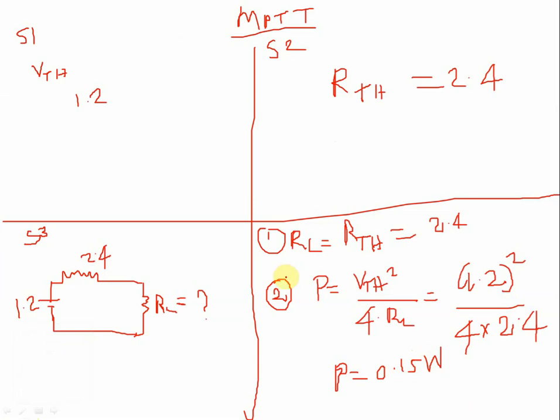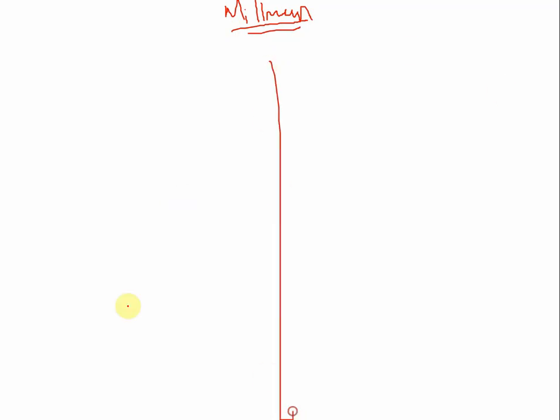Okay, so let's move to the next theorem. What is the next theorem? The next theorem is the Millman theorem. I want to solve a problem on the Millman theorem. First I want to draw the circuit, so draw the problem.